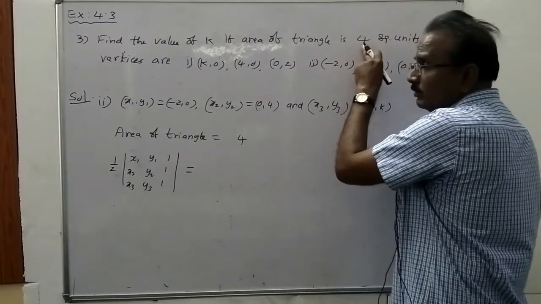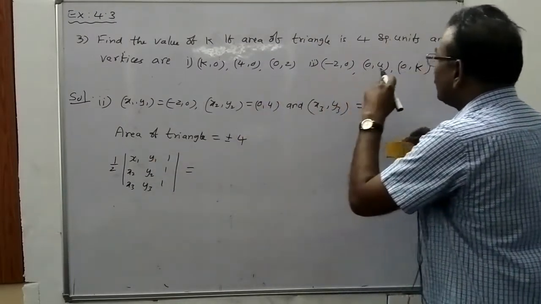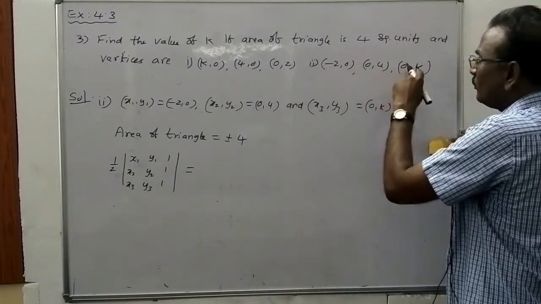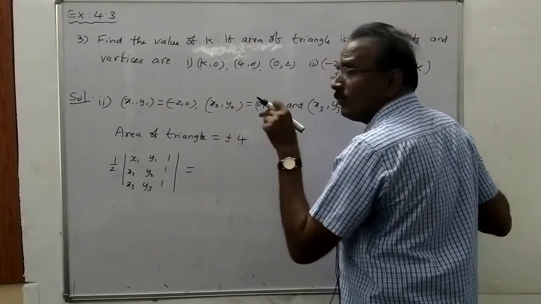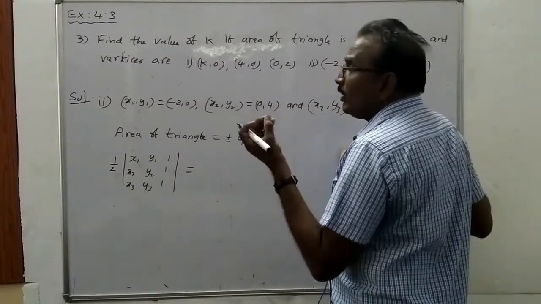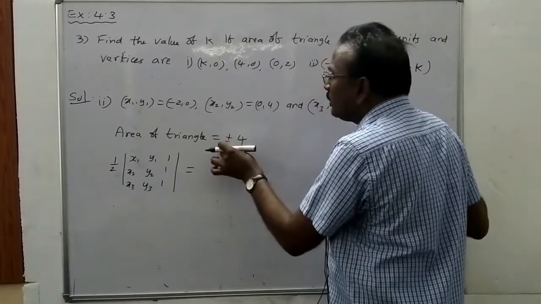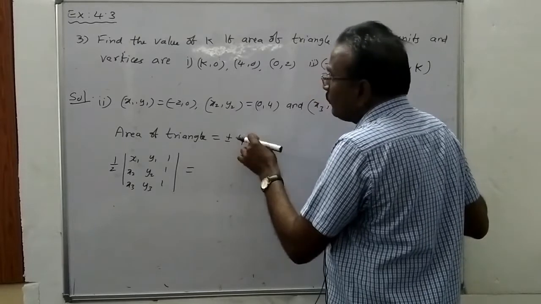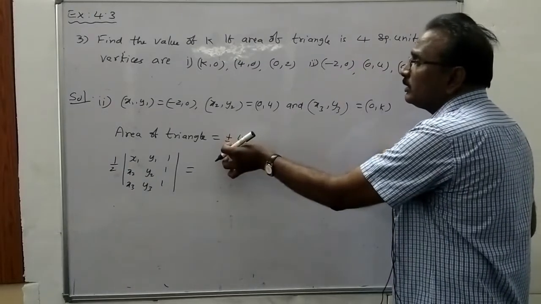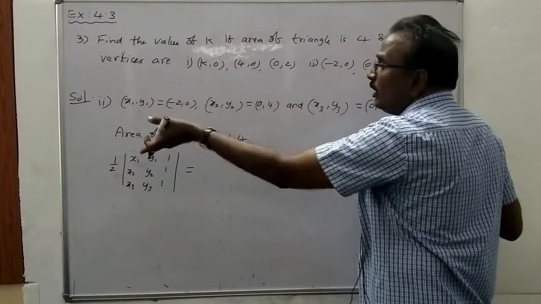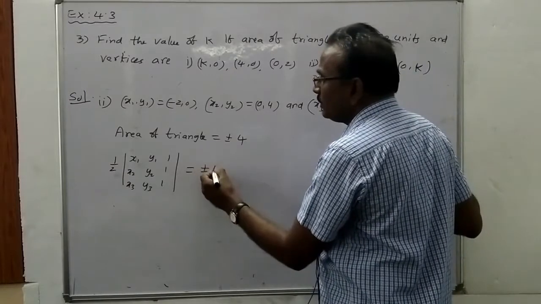Whenever the area of triangle is given, we take plus or minus, because for all the values of k, we can take plus or minus in the RHS. Here the vertices are minus 2 comma 0, 0 comma 4, 0 comma k. So whenever area is given, be careful. That is plus or minus 4.